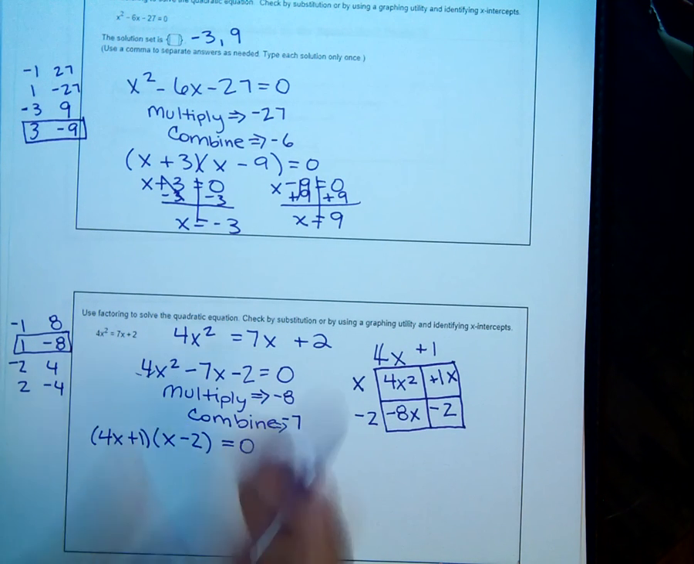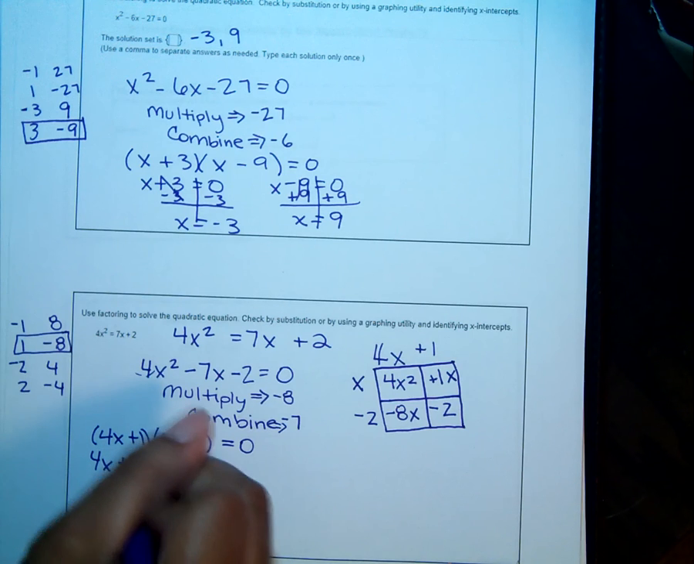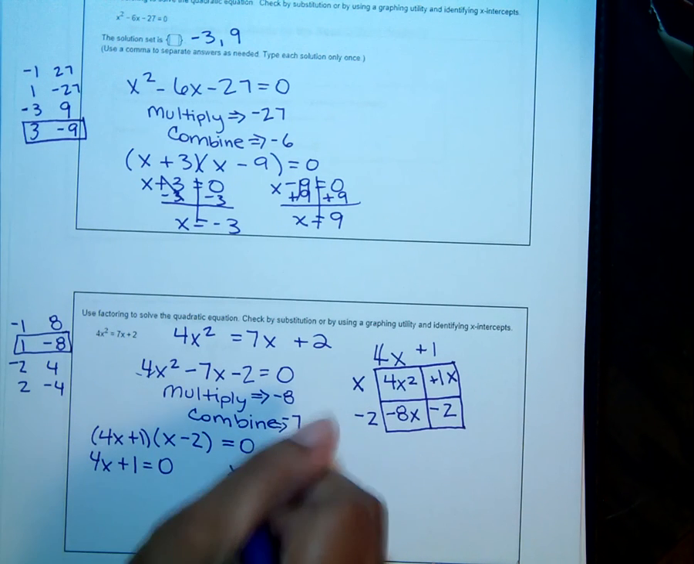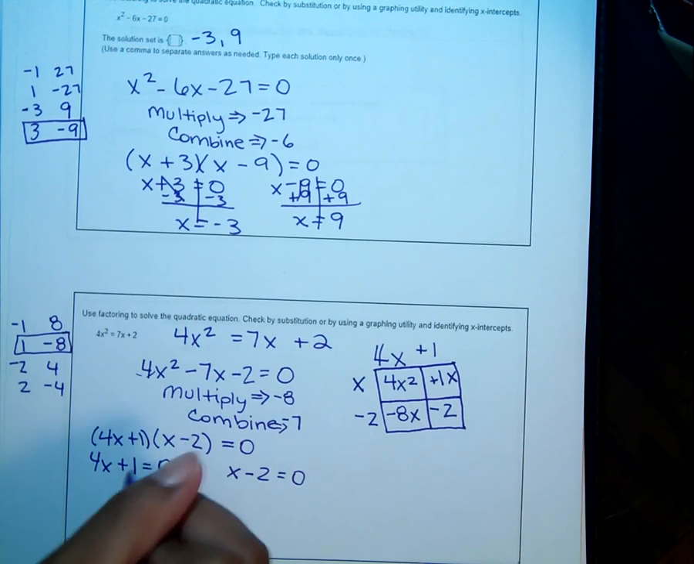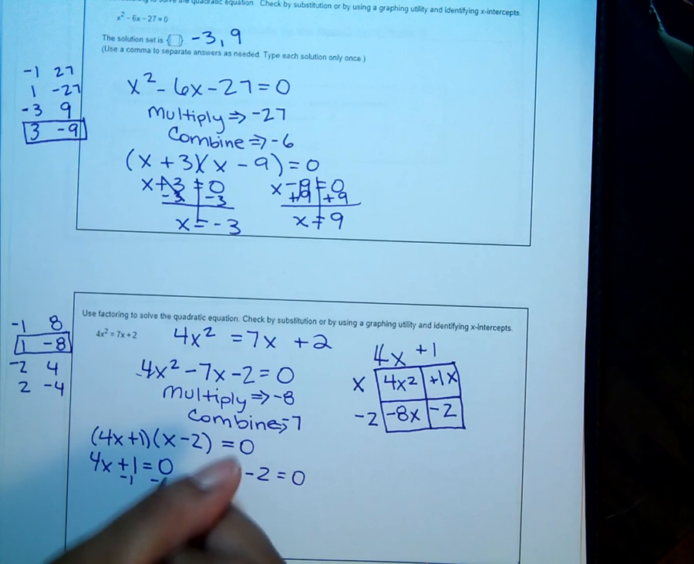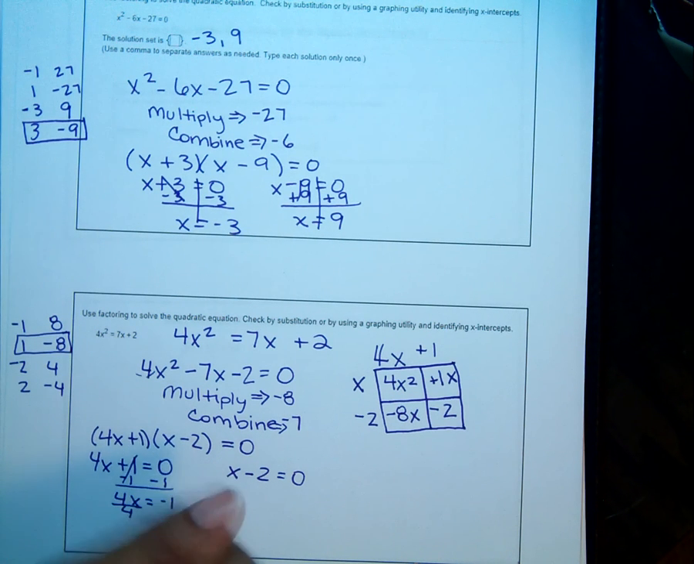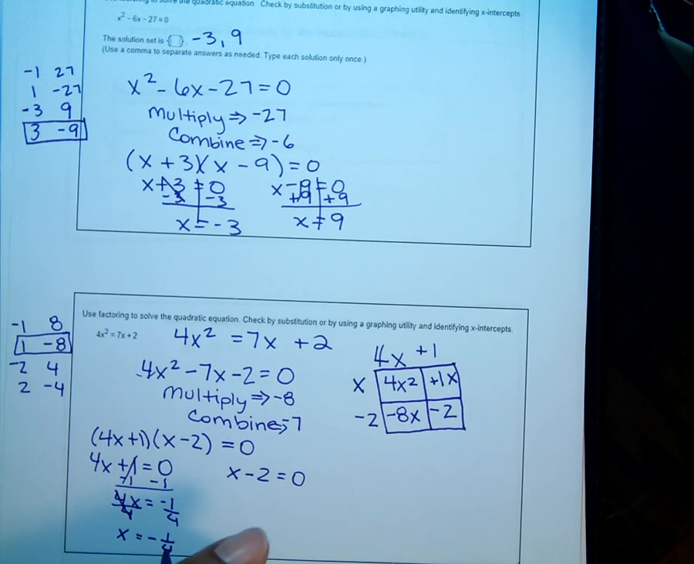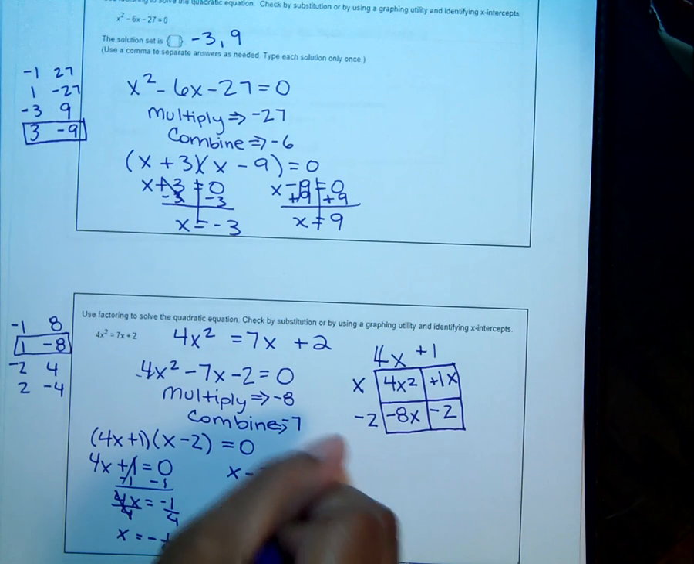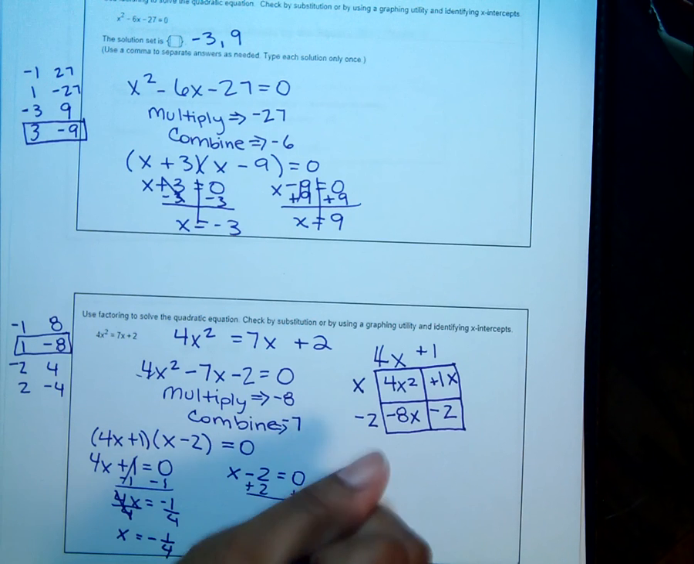Okay, so now that it's factored, I go 4x plus 1 equals 0. I go x minus 2 equals 0. And I get to solve it. Minus 1, 4x equals a negative 1. The opposite of 4 times x is dividing by 4. X equals, and some people make that a negative 0.25. I'm just going to leave that as a negative 1/4, unless, really, it depends on what your homework indicates. Alright, over here for this one, I go plus 2, x equals a positive 2.